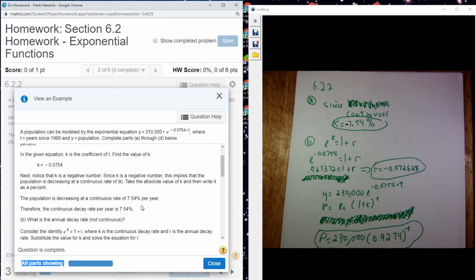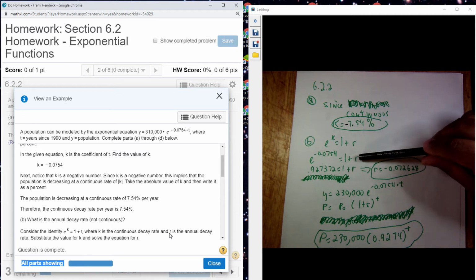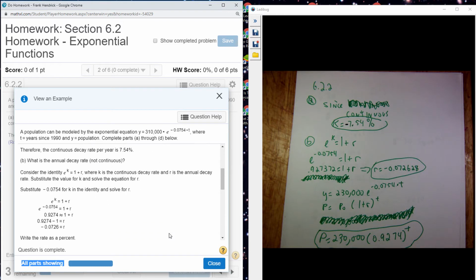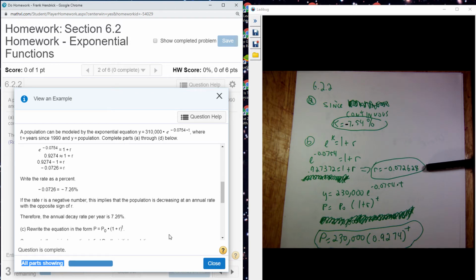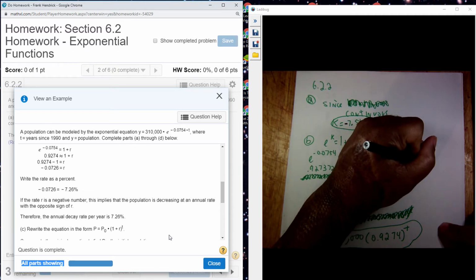When is it not continuous? They're giving us a hint here. They ask for r. Consider the identity. Okay, so we already know that e to the k is equal to 1 plus r. So we can find e to the k, and it'll give us 1 plus r. But they want to know what r is equal to. So I subtract 1 from both sides, and that gives me my r value here. Then they say write it as a percent. That would be a negative 7.26%.